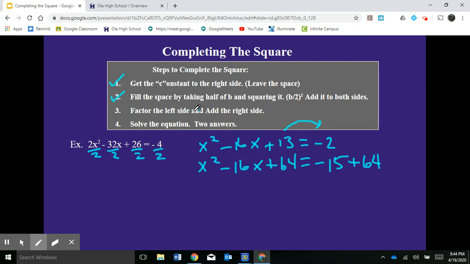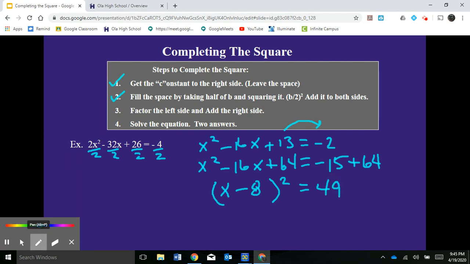Factor it. This will always factor. If we're doing it right, this will always factor to parentheses squared. Two numbers that multiply to get 64 and add to get negative 16 is negative 8. Negative 8 times negative 8 is positive 64. Negative 8 plus negative 8 is negative 16. Equals negative 15 plus 64 over here is 49.